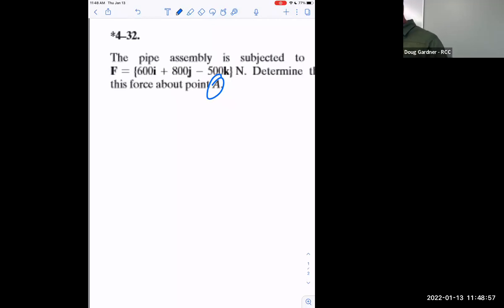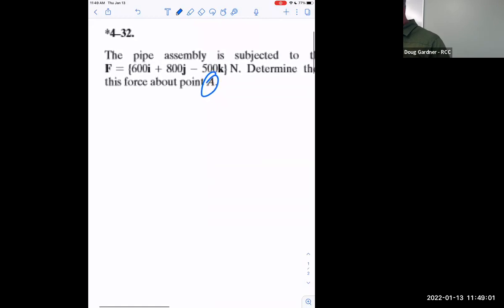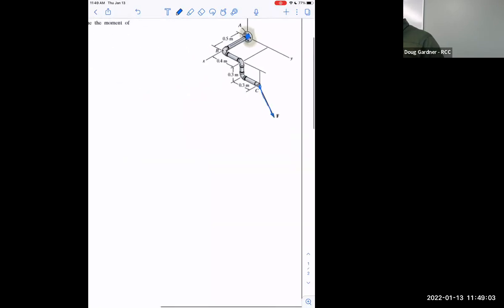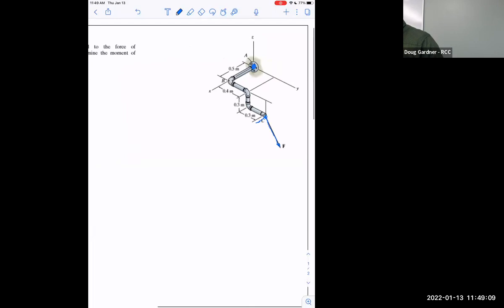Nice job. And so notice it says 600, 800, negative 500. So 6, 8, negative 5. So let's see, 6 in the X. I already forgot. 8 in the Y. And negative 5 in the Z. Oh, okay, now I can kind of picture what it's doing. You see what I'm saying? You don't need to, but that's just kind of cool to do.